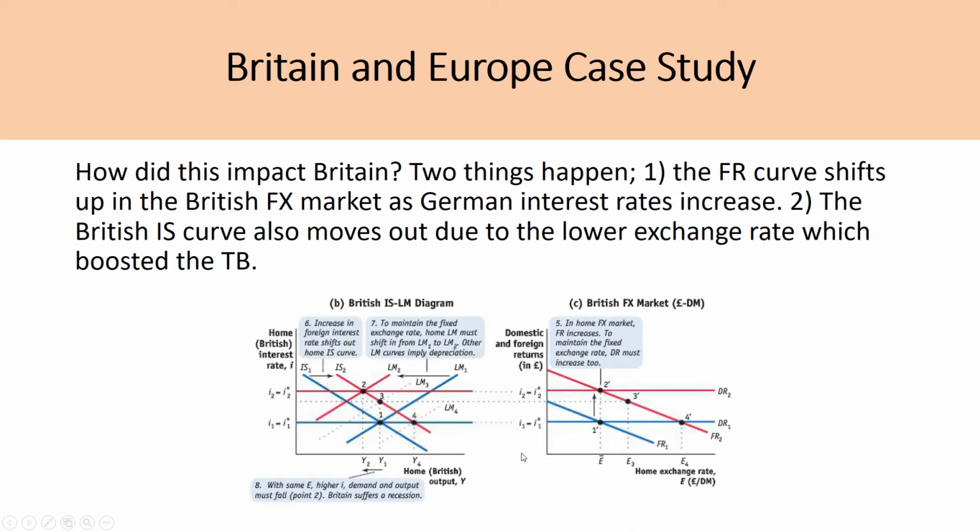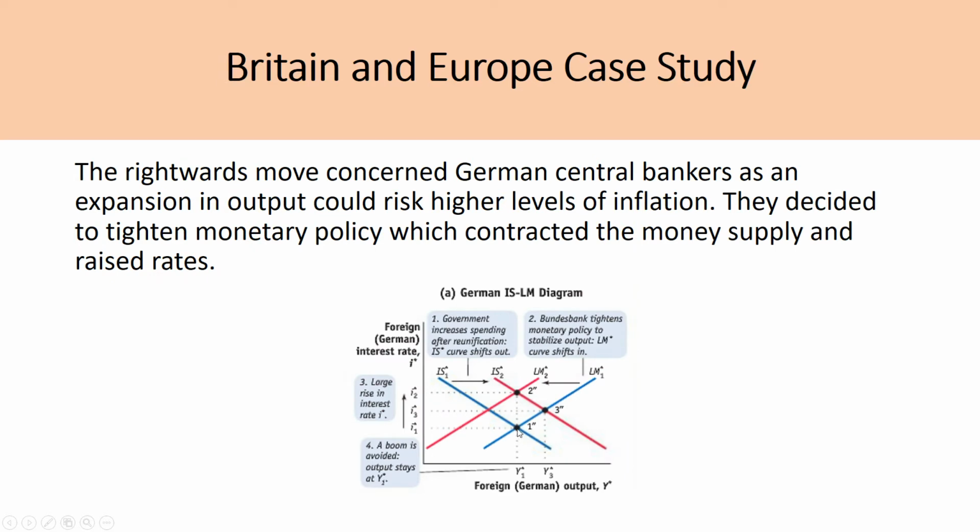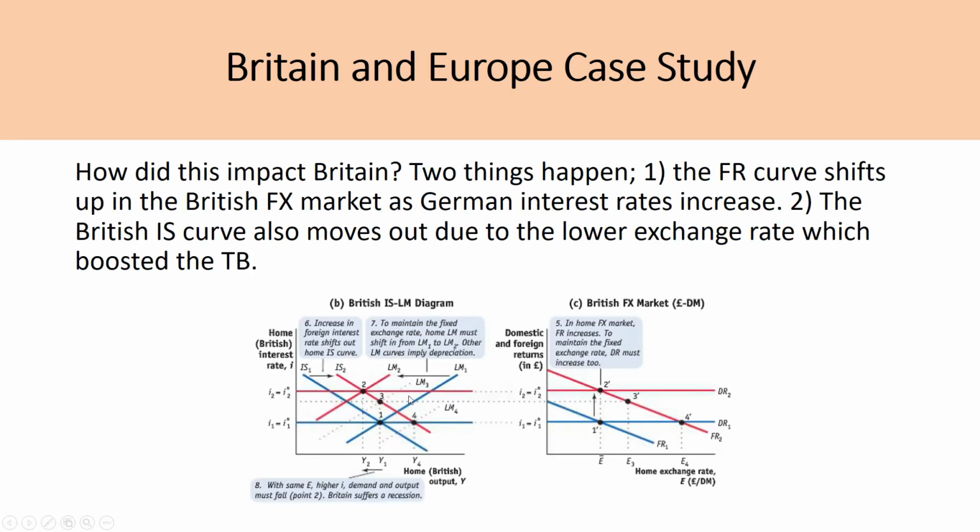Okay? Now, how did this impact Britain? Well, two things happen. The FR curve shifts up in the British FX market as German interest rates increase. So going back here, you see that compared to the initial equilibrium at 1, at equilibrium 2, interest rates are significantly higher, right? And so we talked about how in the FX market in earlier chapters, if foreign rates increase, the FR curve also has to shift up, right?